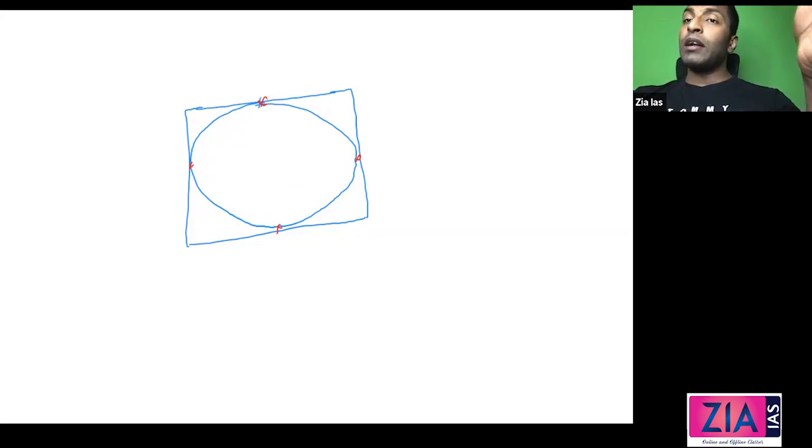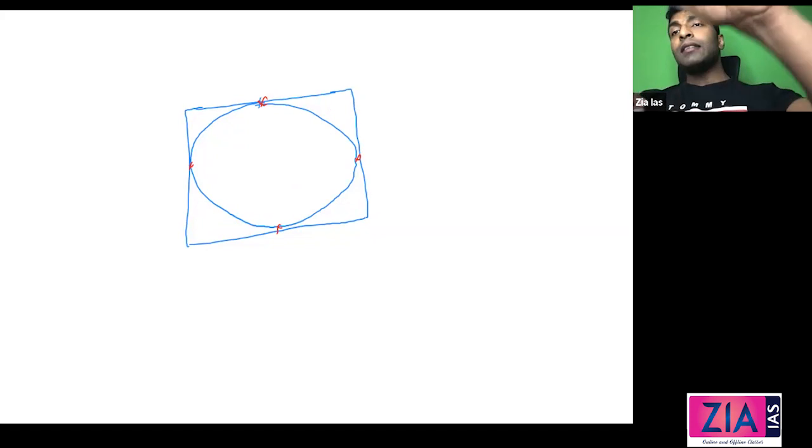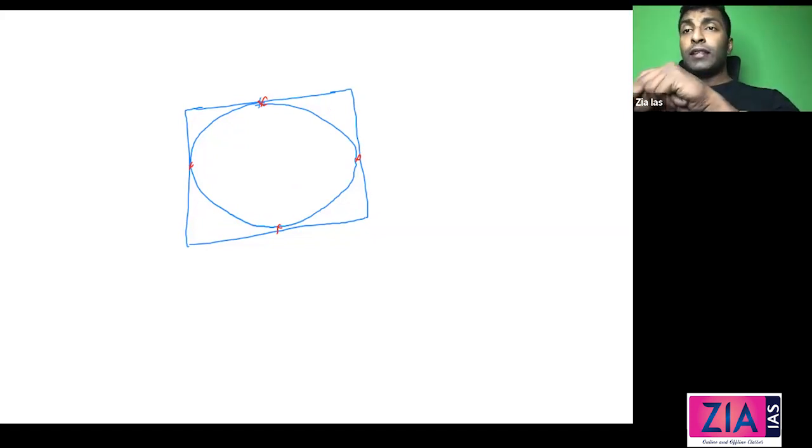How is it possible? For that, I have to touch all the 4 midpoints of the square. That is where you will get the extension from this side as well as this side. That's the maximum possible circle which can be inscribed. Beyond this, it will cross. Less than this, it will not be the maximum. Correct? Okay.